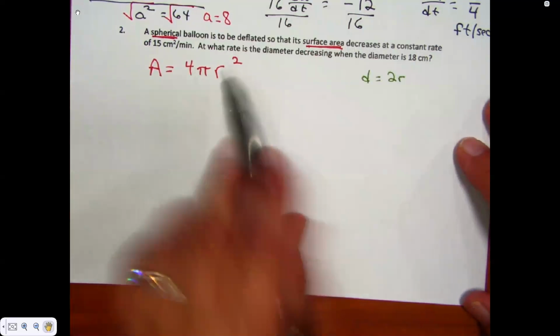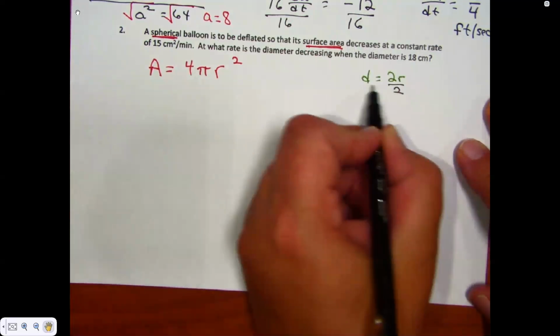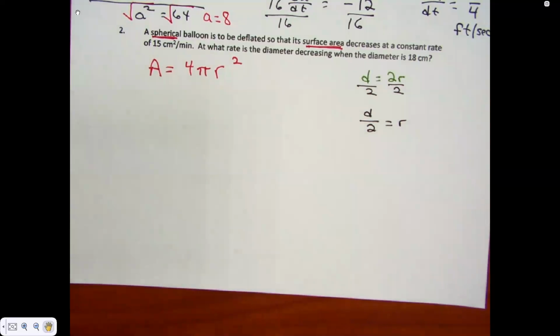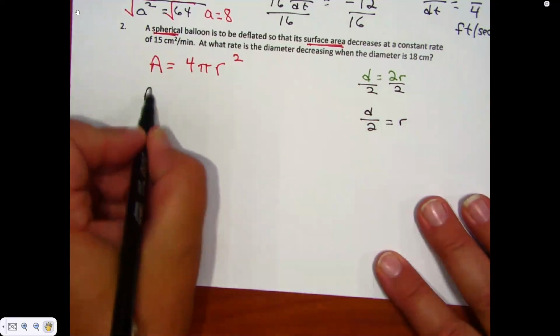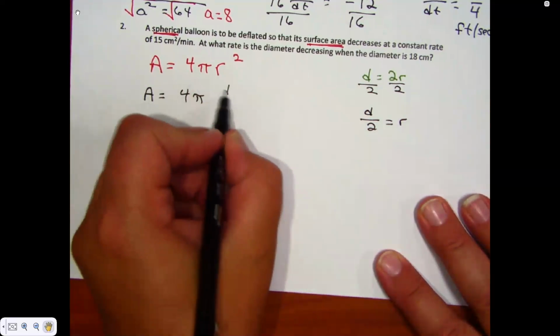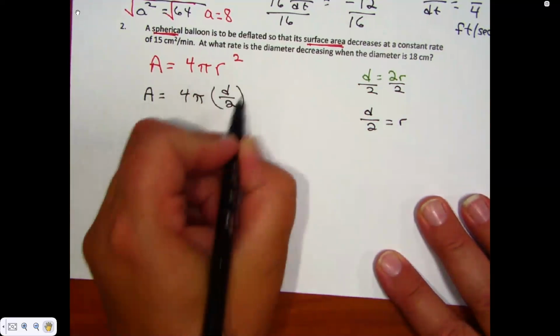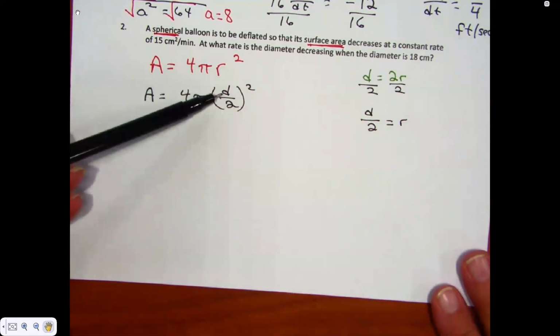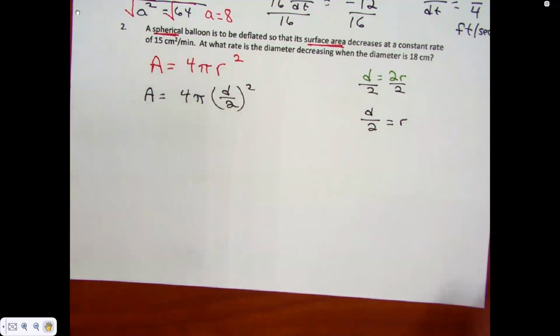Here, we're gonna have to plug in d over 2 for r. So we've got area equals 4 pi, instead of radius, we're gonna do the diameter divided by 2. And that makes sense, right? Because if you were talking to someone, you would say, hey, the radius is the same thing as the diameter divided by 2.